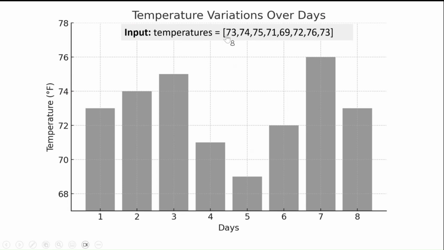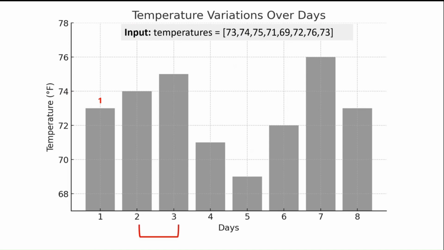We need to check, for each day in this input array, how many days we need to wait to get more temperature than that day. For example, if we want to check for day 1, we need to only wait for 1 day to get more temperature. As on day 1, temperature is 74, which is greater than 73. So the wait time is only 1 day.